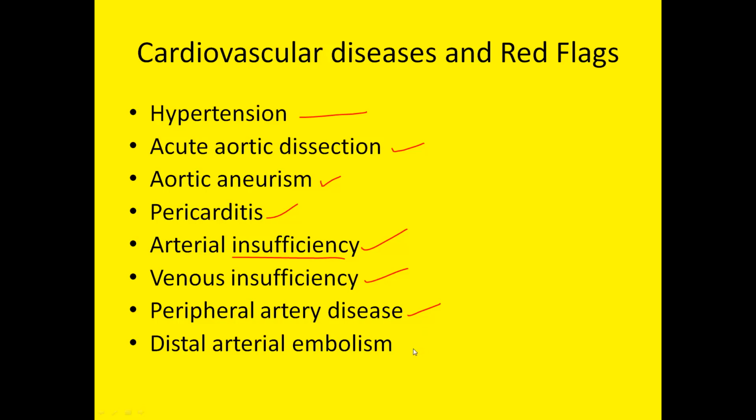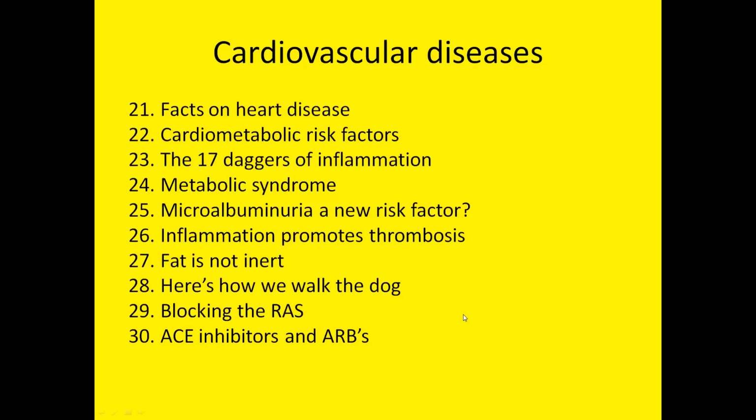And then you can get a blood clot, which can flow distally into a leg and cause the leg to decrease the perfusion to it and actually increase a series of signs and symptoms called the 6 Ps, which we'll talk about. And then some facts on heart disease, cardiometabolic risk factors. These are the things to be aware of that actually do cause heart disease.